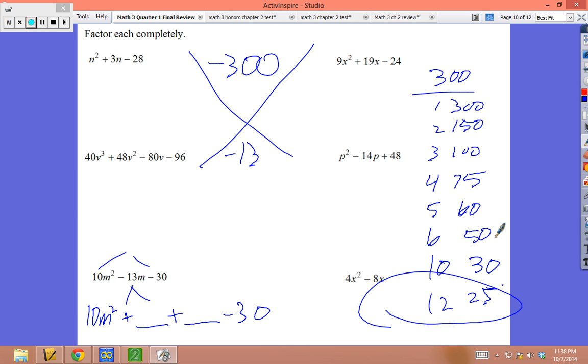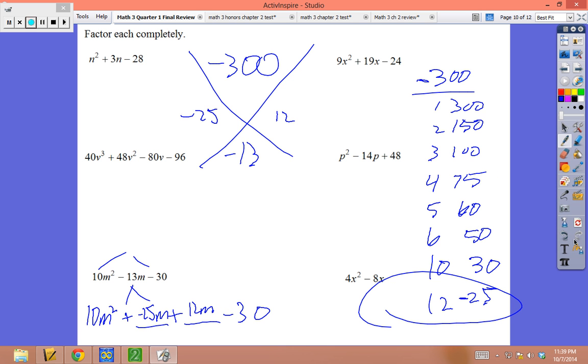So it's got to times and give you a negative 300, so one of them's got to be negative, one of them's got to be positive. They add and give you negative 13. I got more negatives than positives, so that means the negative's got to be with the 25, and the 12's got to be positive. So negative 25 and a positive 12. I'm going to put the negative here: negative 25m and 12m. Okay, now let's group them.